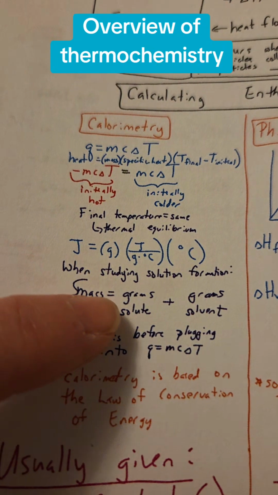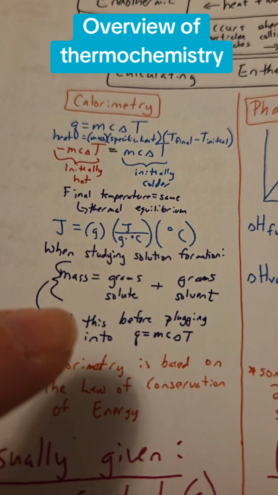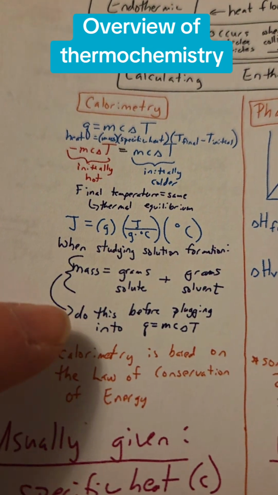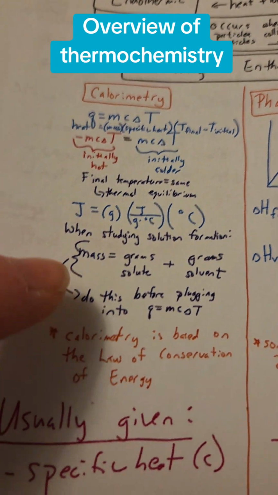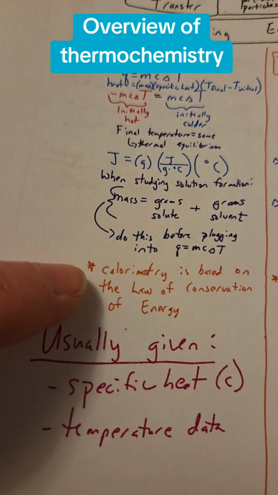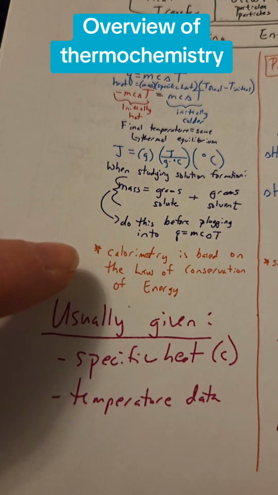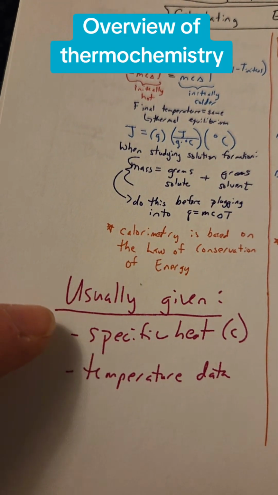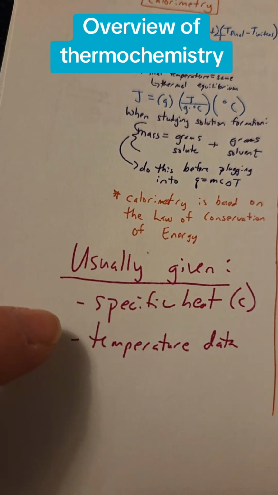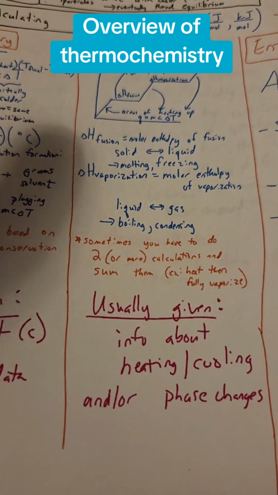When you're studying solution formation, your mass value up here is going to be equal to your grams of solute plus your grams of solvent. So for example, if you're dissolving something in water, you're going to take the mass of the thing you're dissolving plus the mass of the water and add them together. You're going to do that before you plug in Q equals mc delta T. Calorimetry is based on the law of conservation of energy, which says the energy is conserved, what goes in must come out. Usually when you're supposed to do a problem with calorimetry, you're going to be given the specific heat and or temperature data. So that's a clue that you're doing calorimetry.